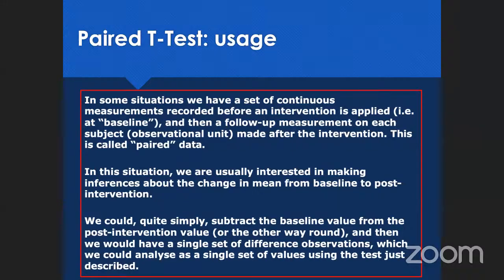While in the case of paired data, we can have a set of continuous measurements that were recorded before an intervention is applied, such as baseline data, for example, and then a follow-up measurement on each subject, which is the observational unit, made after the intervention, which is called paired data. So, for example, if we measure the participant's blood pressure before starting the treatment, and then measure it again after, for example, 2 weeks of starting the treatment, this is called continuous or paired data.